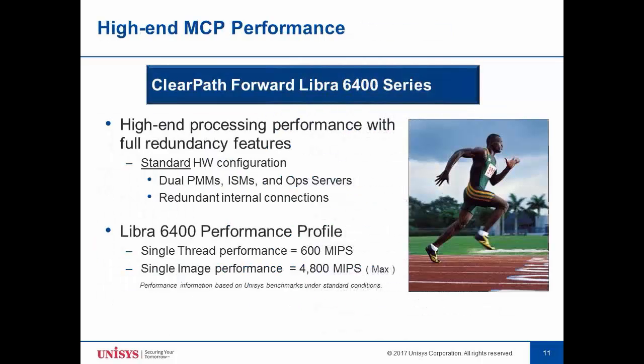Equally impressive is the new Libra 6400. Again, this is the high-end performance that many of our customers need. It has a single thread performance of 600 MIPS and a single image maximum of 4,800 MIPS. So again, a very high performance Libra system with all the full redundancy features that you'd expect and demand from a ClearPath Forward Libra platform.